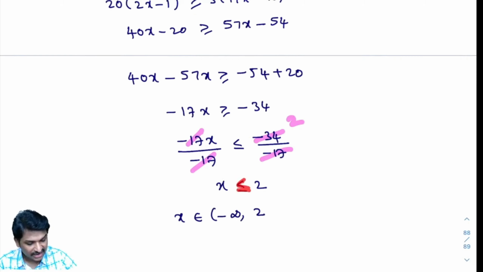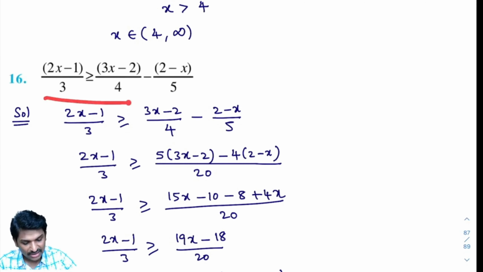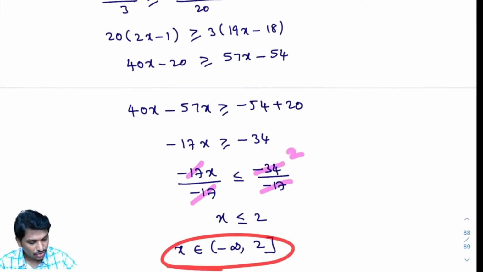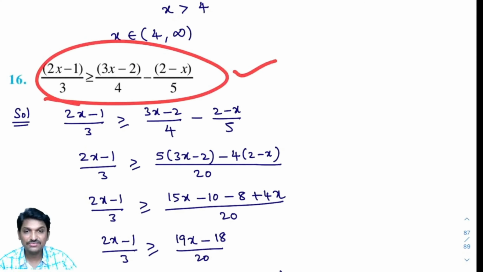Here less than or equal to is there. When less than or equal to is there, at that time 2 is included. For infinity, always open brackets. So this is the solution for this inequality. Whatever real x value you take which is less than or equal to 2, that real value satisfies this inequality.